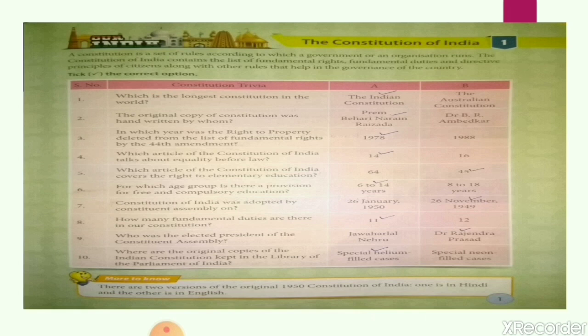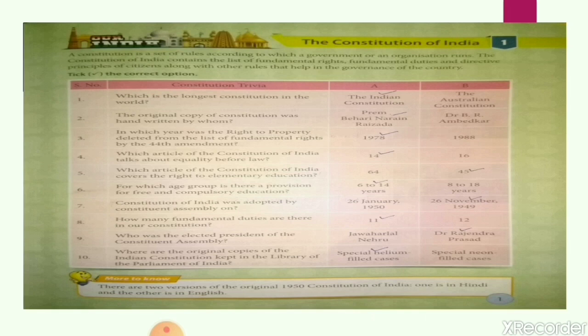Ninth question, who was the elected president of the Constituent Assembly? So all we know, the second option B, Dr. Rajendra Prasad. And the last question is, where are the original copies of the Indian Constitution kept in the Library of Parliament of India? So the original copies of the Constitution of India are kept in the Library of the Parliament in a helium case, because helium gas is inert and non-reactive, and it does not support any organic or inorganic natural processes, so it keeps the document of the Constitution safe and unharmed.